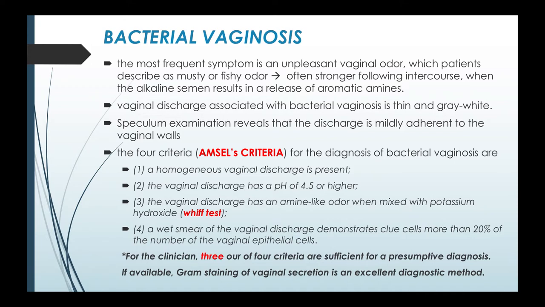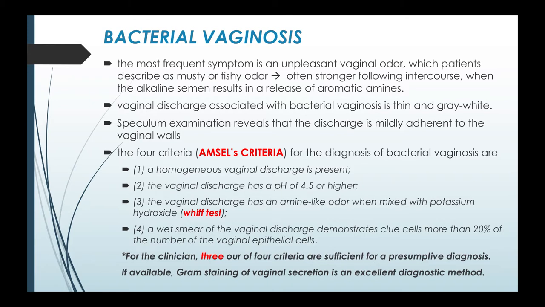The most frequent symptom is an unpleasant vaginal odor, which patients describe as a musty or a fishy odor. This is often stronger following intercourse, when alkaline semen results in the release of aromatic amines. Vaginal discharge associated with bacterial vaginosis is thin and gray-white, but sometimes it can also be yellowish in color. Speculum exam reveals that the discharge is mildly adherent to the vaginal walls.